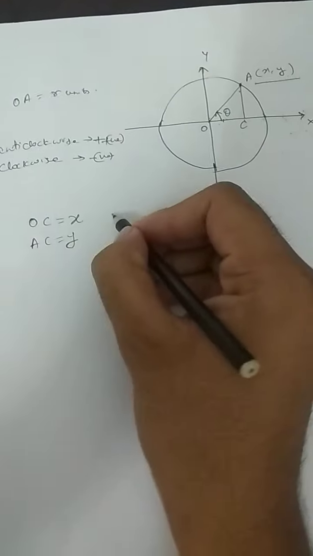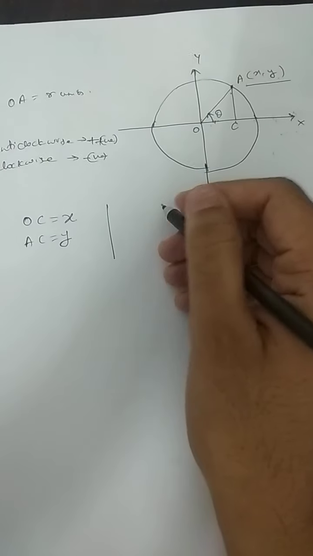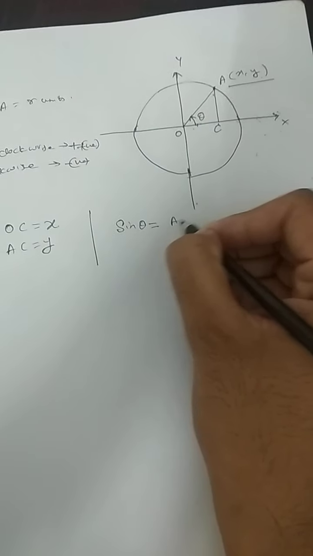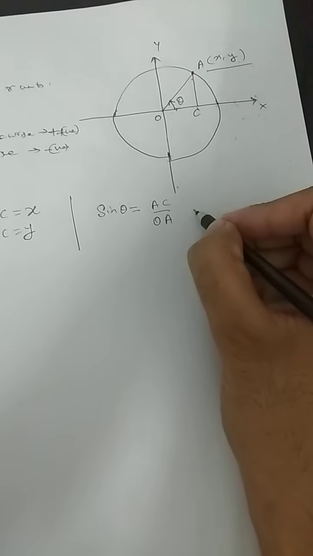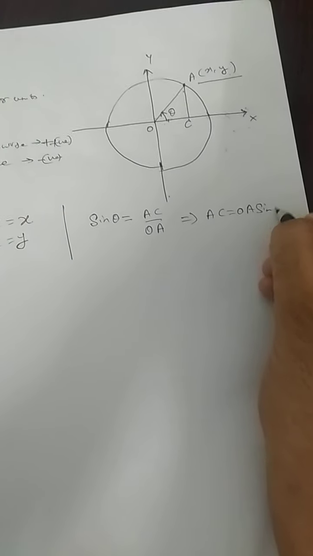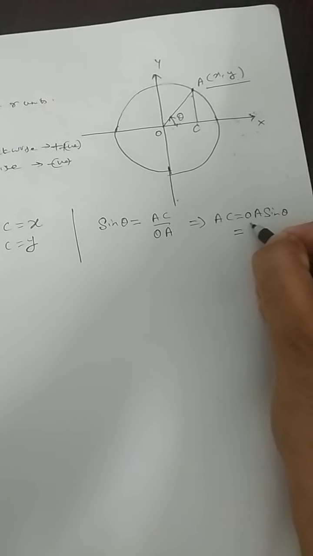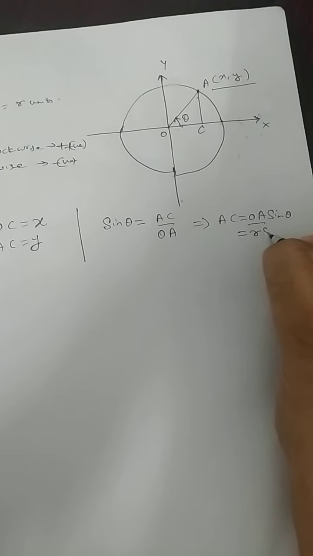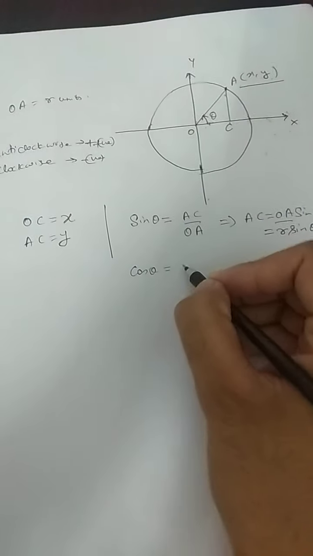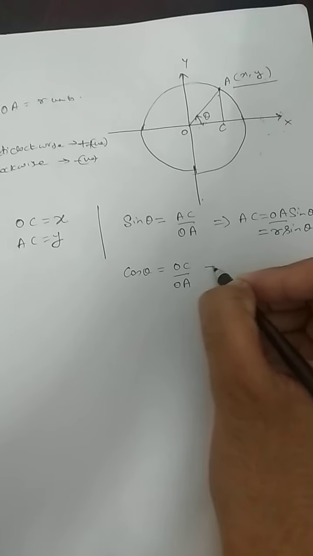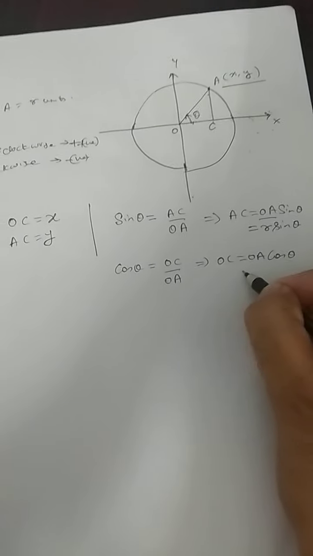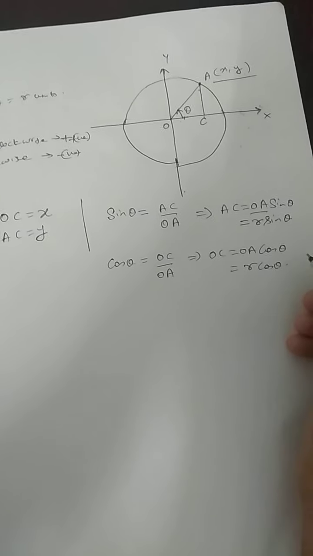equal to y. And from the trigonometrical ratio, we are getting sin theta is equal to AC by AO. That implies AC is equal to OA sin theta, and OA is the radius of the circle, therefore r sin theta. Similarly, cos theta is equal to OC by AO, and that implies OC is equal to OA cos theta, and that is r cos theta.